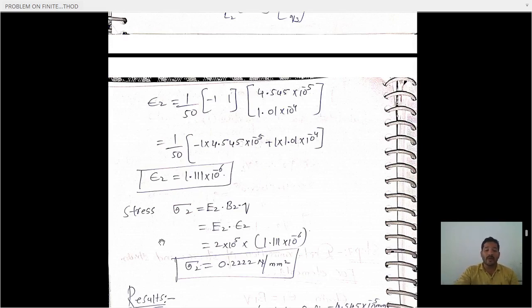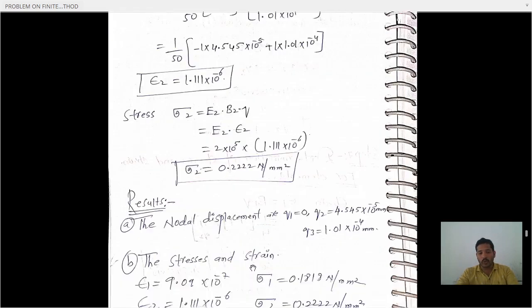After getting the value of strain, then we need to find out the value of stress. Sigma 2 is equal to E into B2 into Q, that is E into epsilon 2. E is how much? 2 into 10 power of 5. Epsilon 2 value is how much? 1.111 into 10 power of minus 6. Just you need to multiply the value 2 into 10 power of 5 into 1.111 into 10 power of minus 6. The value should be 0.2222 Newton per mm square.